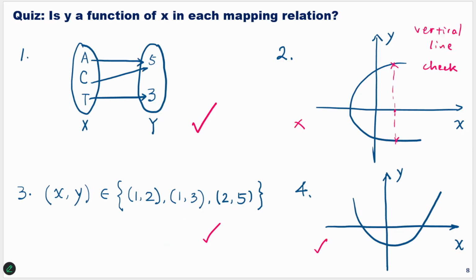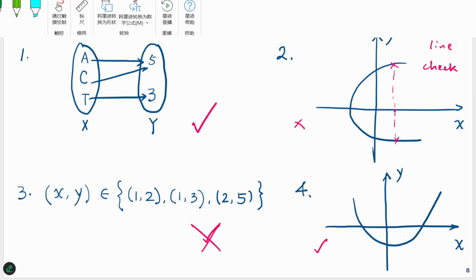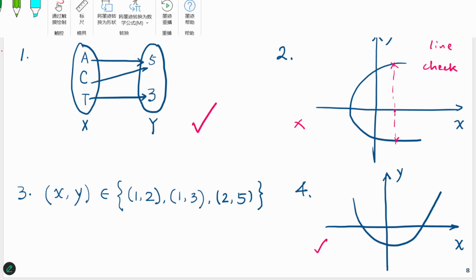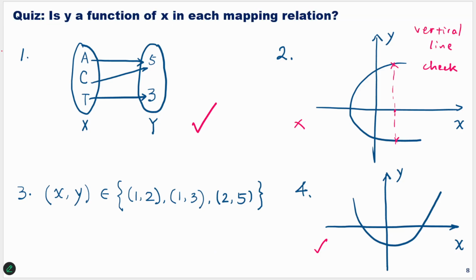Which makes this one actually wrong. This is not a function. Can you see the mistake you made? Because this time, if it states y is a function of x here, each input can only correspond to one output. But here, when the input is 1, the output is either 2 or 3. So one input corresponds to two different outputs, so it's not a function.